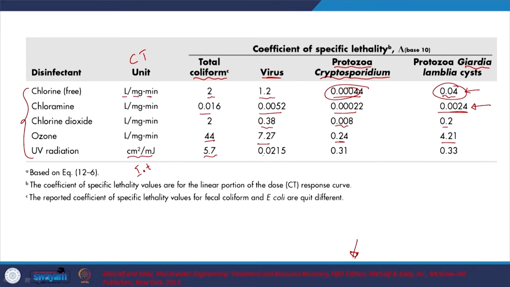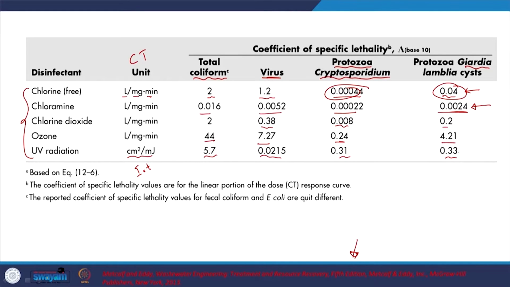UV, with respect to virus, looks like it has limited effectiveness, but again it depends on the kind of virus and the type of RNA that it has. But with respect to fecal coliform and Cryptosporidium and Giardia, you see that it does pretty well.